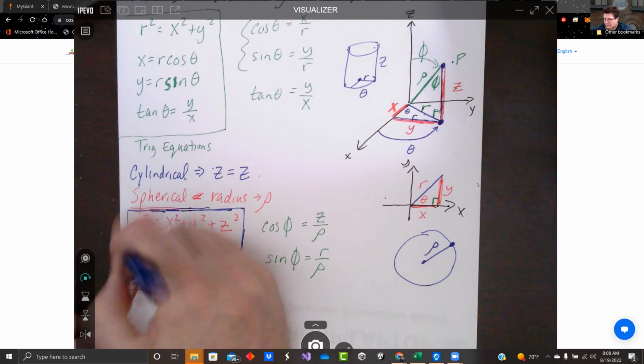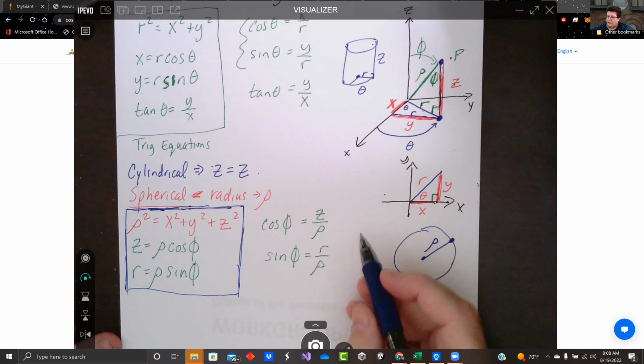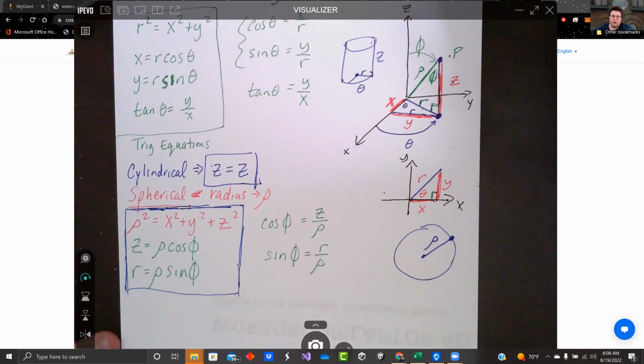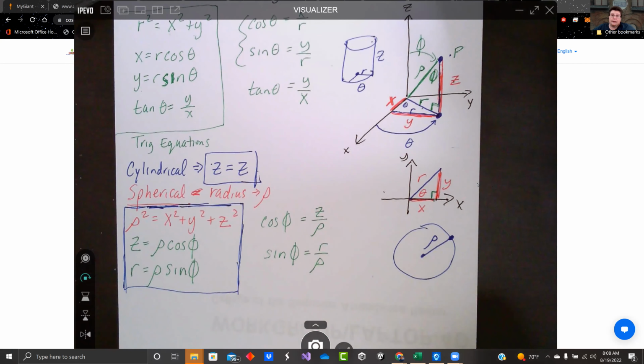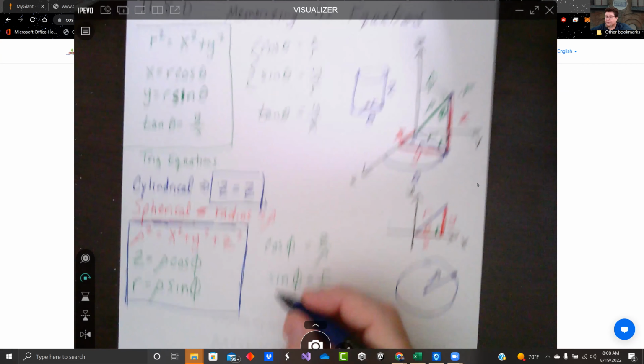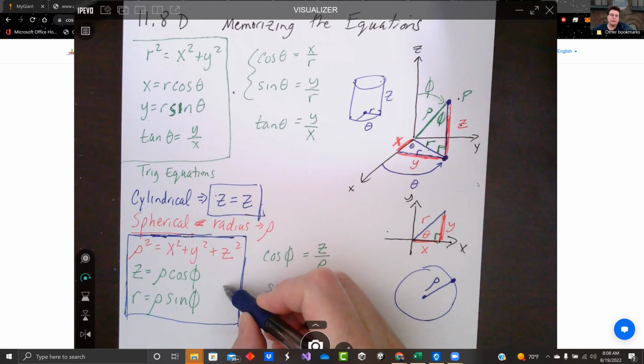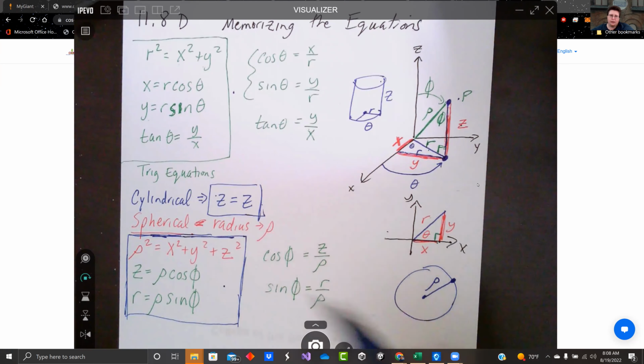Cylindrical makes sense. We need the z equals z. That makes sense. As long as you know rho is radius, you're good to go. These are what you need to memorize: our trig equations and these three new equations. Now, how can I generate all the other ones, you say? Well, it's all substitution from here.